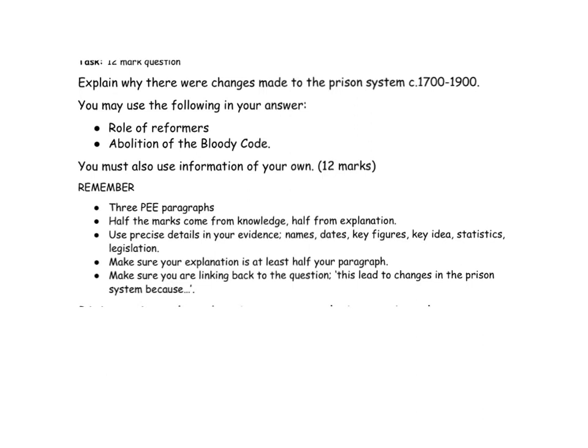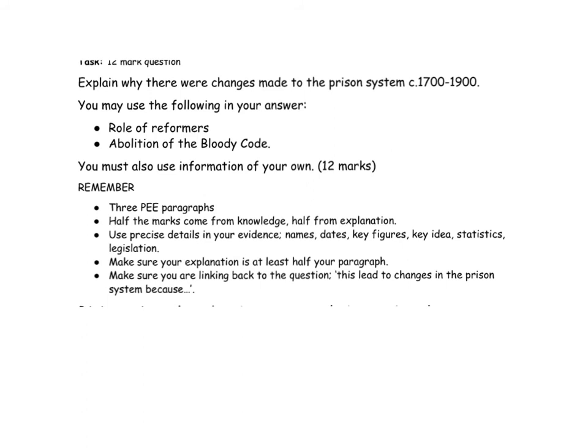So have a go. This question is ideally meant to be in 3 PEEL paragraphs, so one on the role of reformers, one on the bloody code, and then one on something else as well. So you could talk about maybe people's attitudes in society, so they wanted prisoners to reform, like change their ways. If they were just being executed straight away, then they would be dead and wouldn't feel bad about what they'd done, because they'd be dead. So have a go at that one.